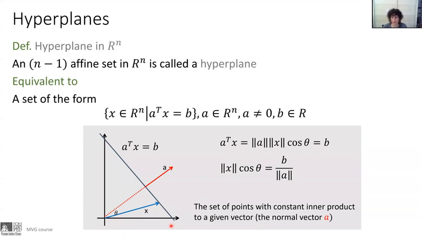I don't have to repeat it over and over again. So this is the idea. You take all the points such that the inner product with the normal vector is a constant. That's what is written here. This is the hyperplane. You can have it in R2, in R3, etc. I'm sure you all know it. So this is actually an affine set.